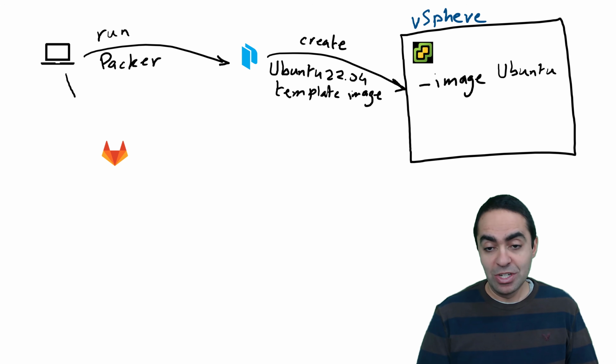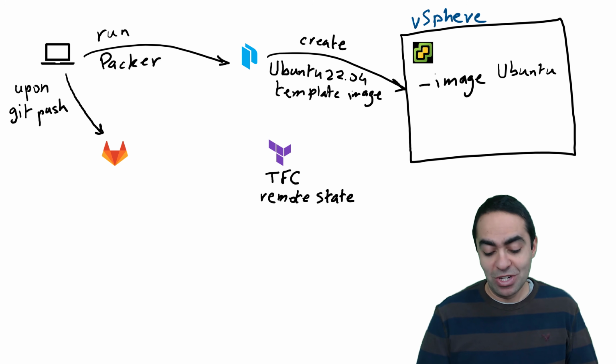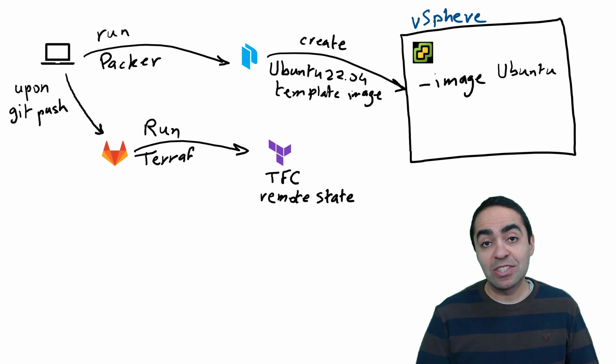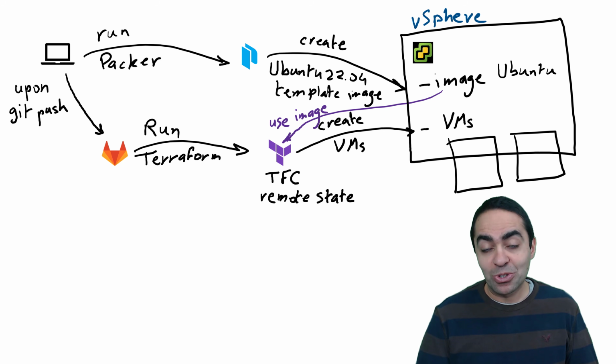Then we're going to work with our GitLab repo, and upon a git push, the GitLab CI/CD pipeline is going to run, and it's going to run Terraform as the first stage of this pipeline. Now, I am using Terraform Cloud to store the remote state. I'm using the free account, and what will happen is Terraform is going to reach out to that image we just created with Packer, grab that image, and we'll go ahead and create a number of VMs inside of vSphere. And those VMs are what we're going to use to create our Nomad cluster.